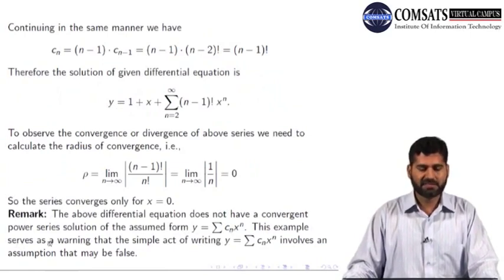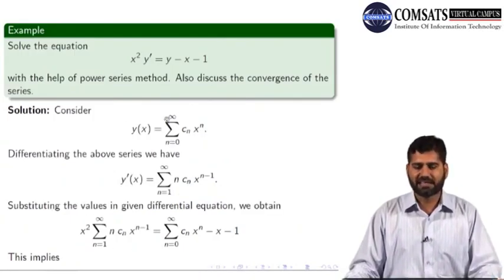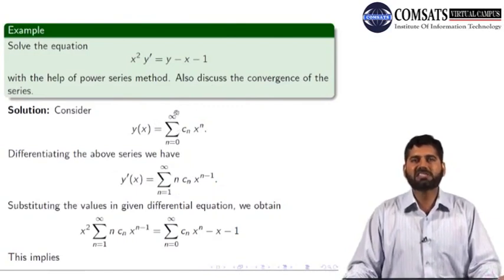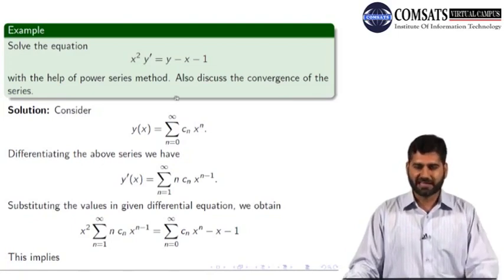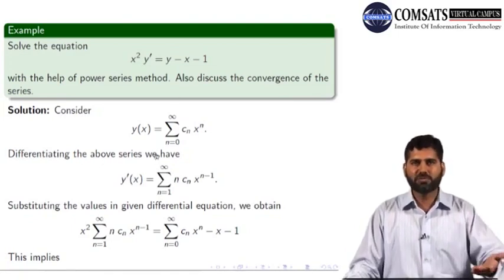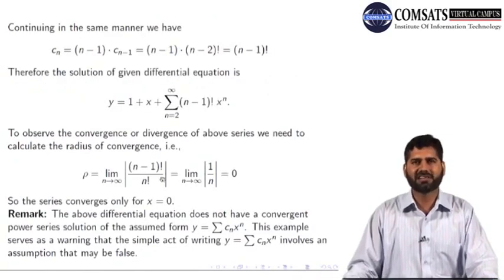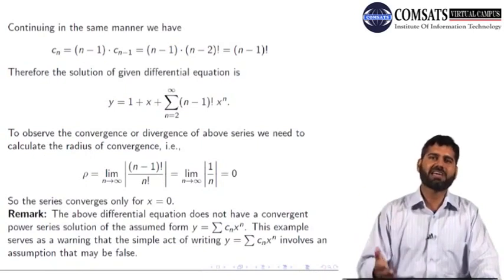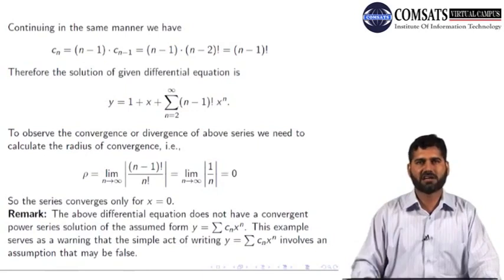This example serves as a warning that the simple act of writing y equal to the sum of Cn x^n involves an assumption that may be false. You see, when we start writing this one, what do we assume? We assume that y has this solution which is convergent in some open interval. And this assumption may be false. And in this example, it turns out to be a false assumption, because at the end we saw that this solution is nowhere convergent. Alright, so we have to be careful in writing the solution. We can't just write the solution in the series form and start doing it.